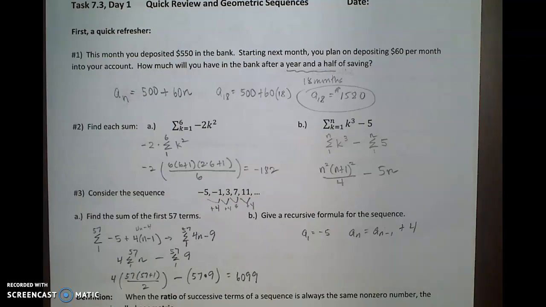Okay. Part B, you're asked to write the recursive formula. So again, we'll call it recursive. You've got to give a statement of like some terms. So here we're given the first term, -5, and to find the next term in the sequence, you just take the previous term and then add 4.